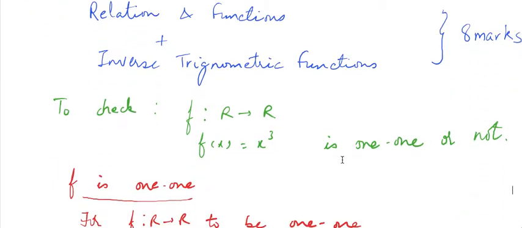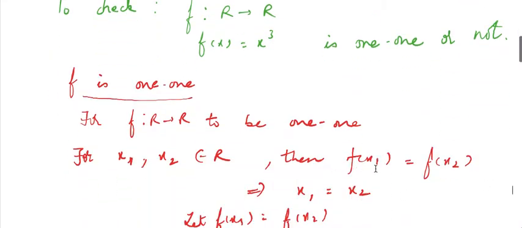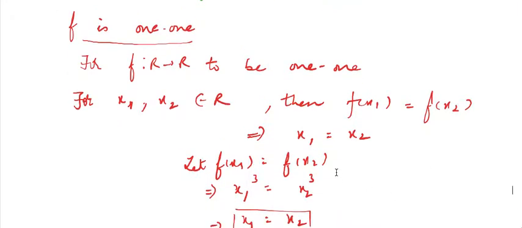Whenever we have to check whether the function is one-one or not, we consider f(x1) equal to f(x2), right? f(x1) equal to f(x2) is our supposition, and if that gives you the result x1 equal to x2, then the function is one-one. So for f from R to R to be one-one, for x1, x2 belonging to R, f(x1) equal to f(x2) should imply x1 equal to x2. So we assume f(x1) is equal to f(x2).